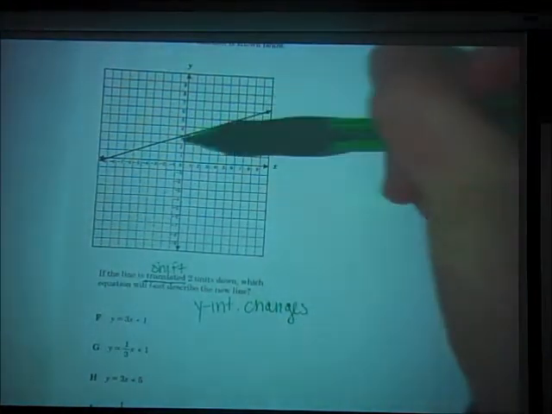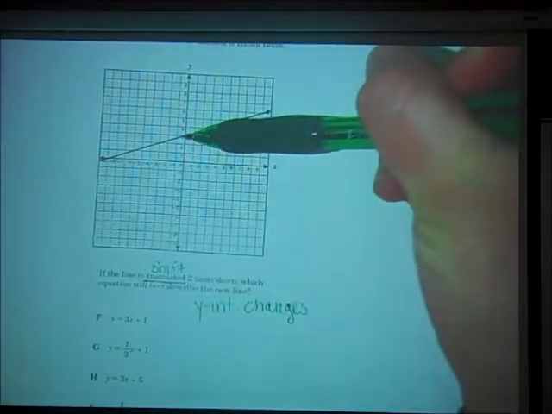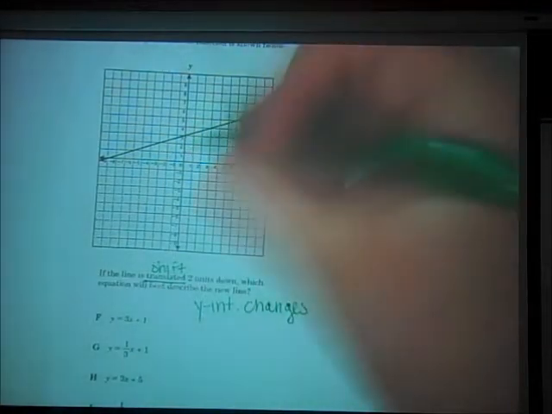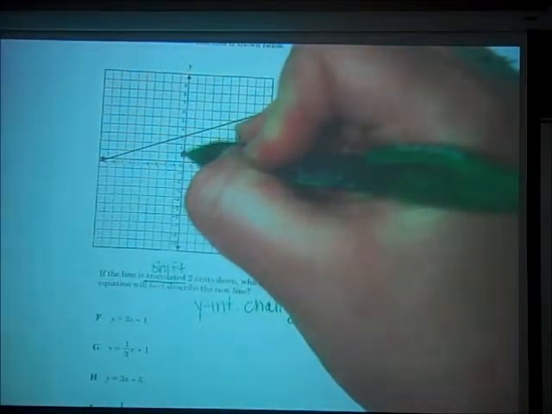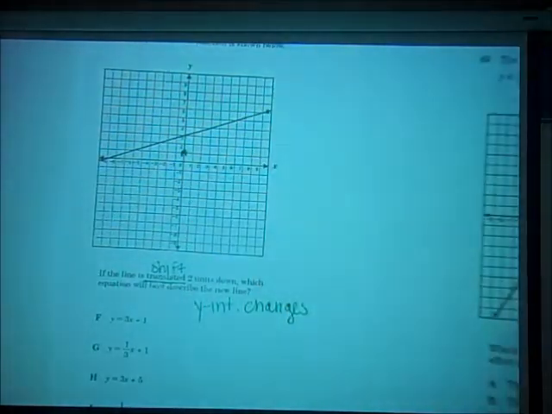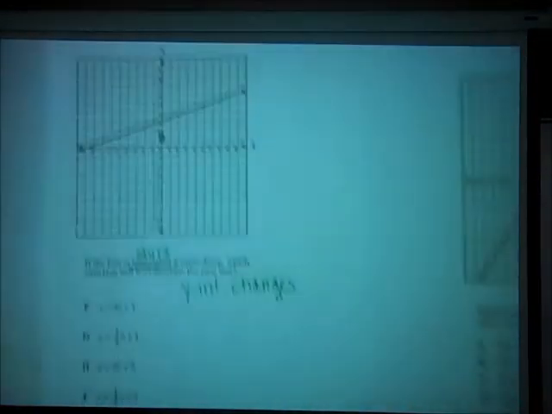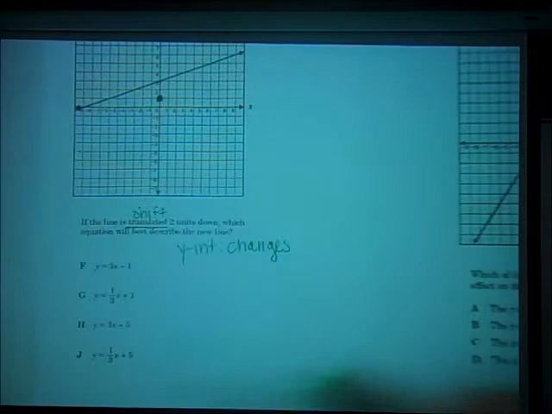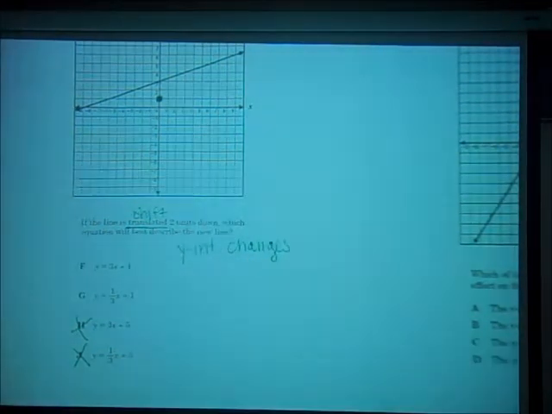Well, right now my y-intercept's at positive 3. If I'm shifting it down 2, translating it down 2, my y-intercept ends up at positive 1. So I know that my answer is either F or G. I'm going to go ahead and mark out H. I'm going to mark out J.